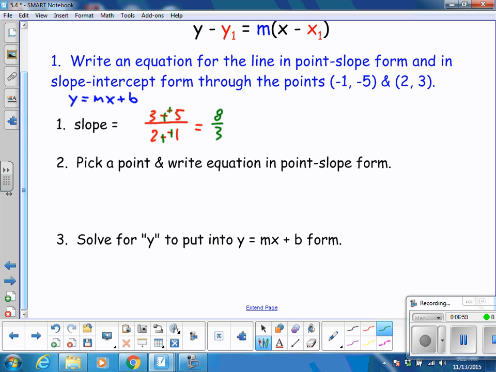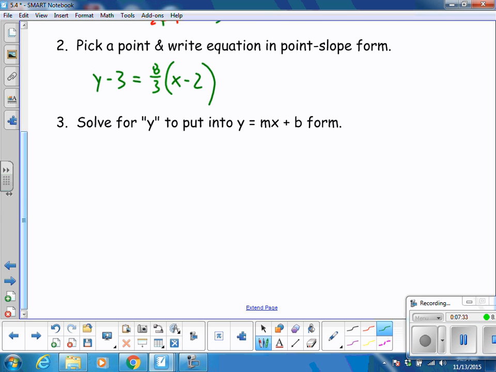Pick a point and write an equation in point-slope form. So I'm going to pick the points. I'm going to go ahead and do this one. So I have y minus 3 equals my slope, which is going to be 8/3 times x minus 2. Okay, pick point. We're going to write in point slope form. There's my point slope form. I'm now going to go ahead and work this out.